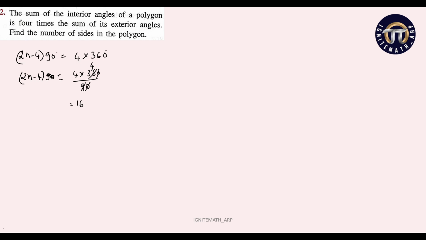Clear, children? I have taken this 90 over here. So I will not write this 90 over here because it is being taken this side. Clear? So I'll be left with 2n minus 4 is equal to 16. 2n is equal to, this 4 is taken this side, becomes 20. So n is equal to 20 divided by 2, that is equal to 10. So I can say the number of sides is equal to 10. Number of sides in the polygon you are supposed to find out. Now let us see the next question, children.